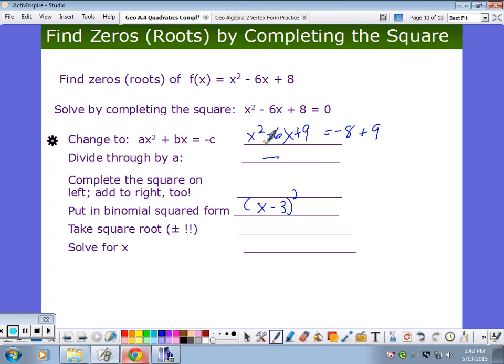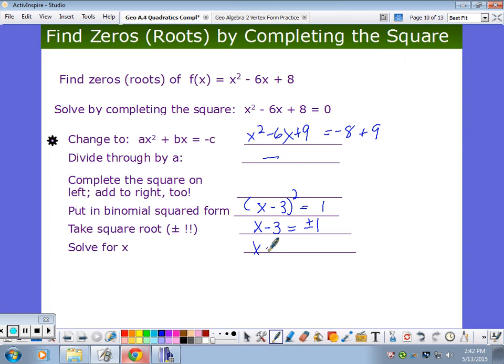That means factor this. But because we completed the square, it will always be the same number that's going to multiply to this number and add to that number, right? Negative 3. So I have 2 of those. Negative 8 plus 9 is 1. Take the square root of both sides, remembering that I need the plus and minus root. Square root of anything squared is that number, plus or minus the square root of 1. Plus or minus 1, right?